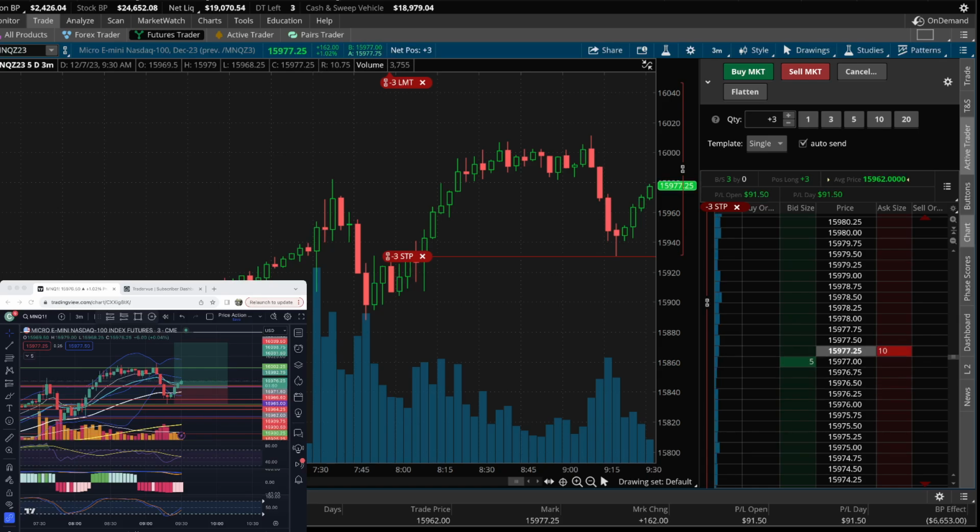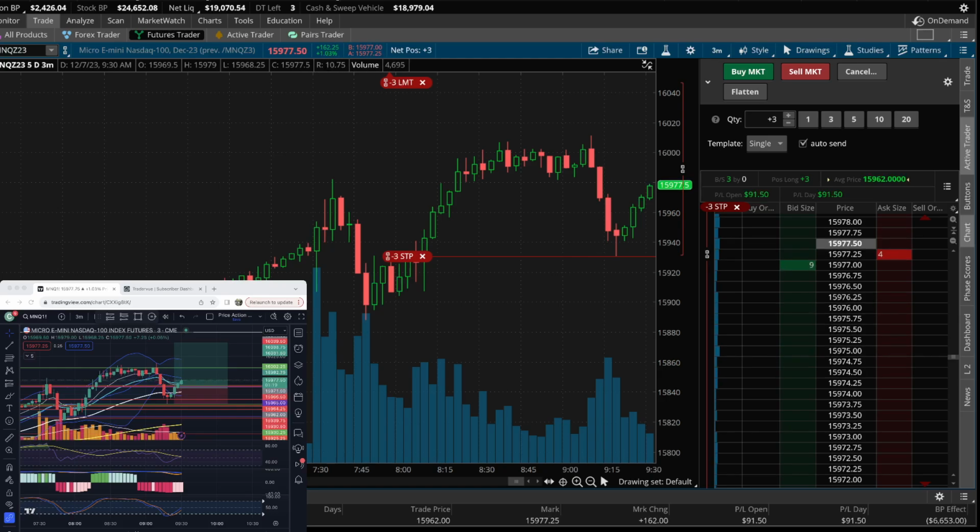Okay, so I'm looking at both the 3-minute and the 5-minute time frames. I essentially entered this trade based on the 3-minute and based on the fact that the 5-minute did not contradict what I was seeing on the 3-minute, and so I'm waiting for the 5-minute to catch up with the 3-minute.